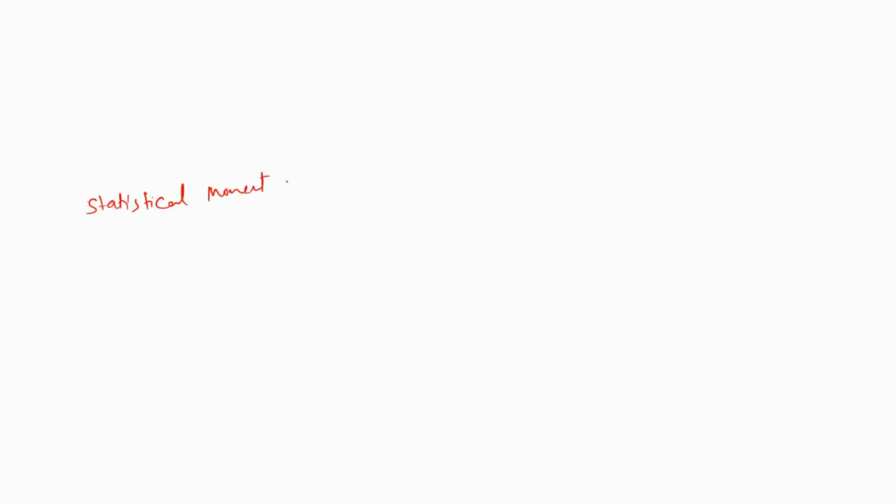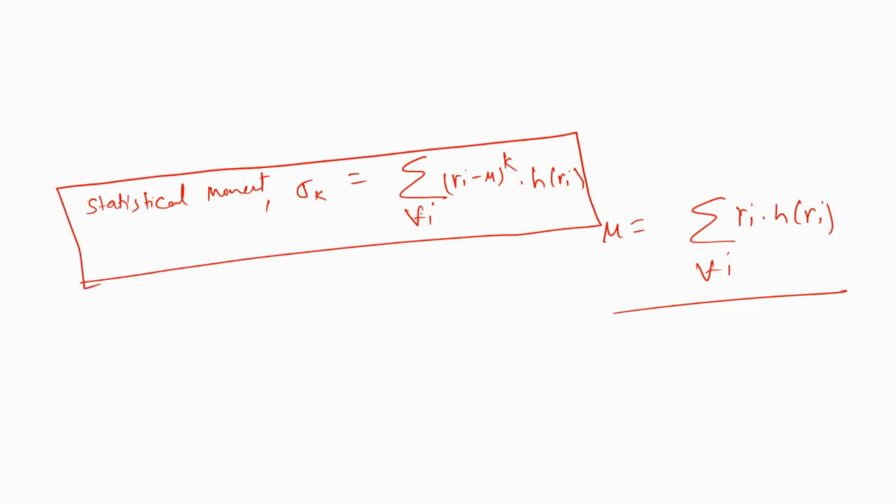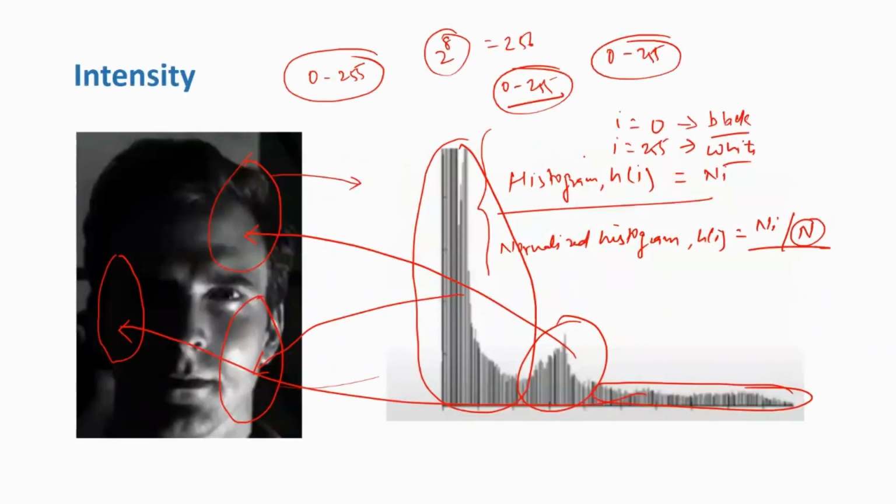Again, sigma k will take the same form: summation of (r i minus mu) to the power k into h of r i, the histogram value, for all i. And this mu again will be given as the summation of r i into h of r i for all i. So this variation of intensity is given by this function, the statistical moment. Got it? Is it fine, everyone? We are talking about the intensity.